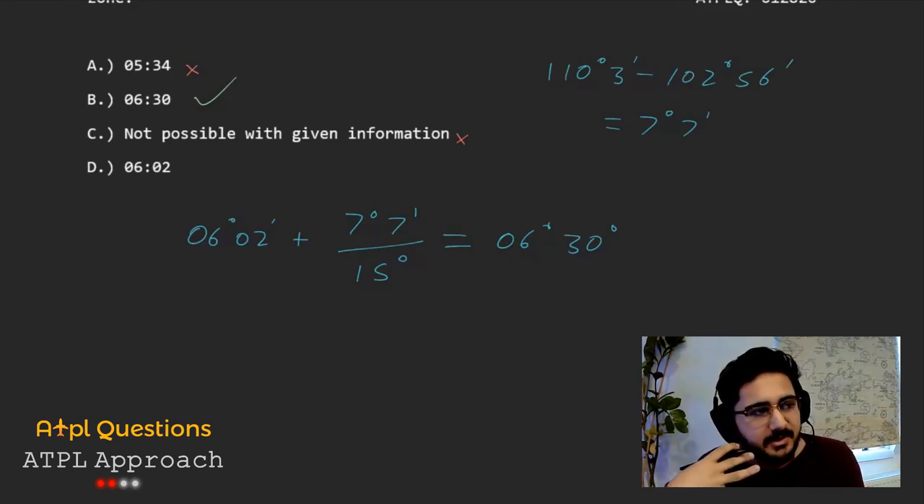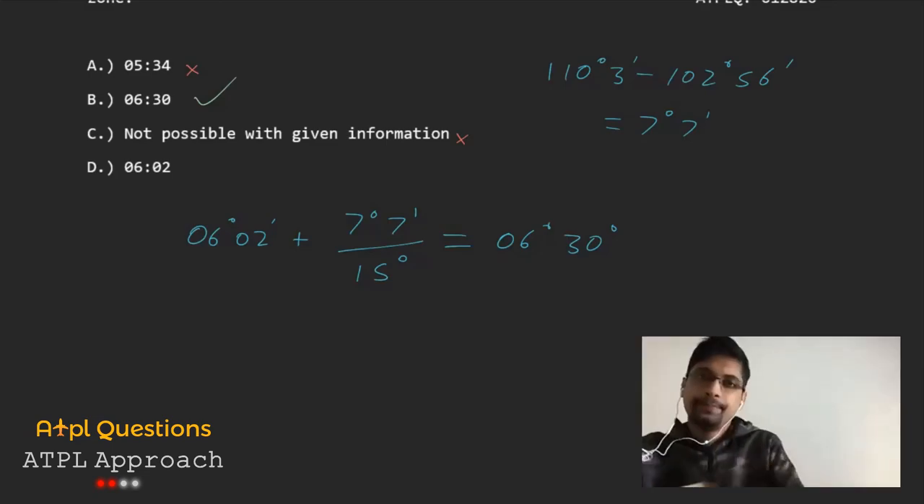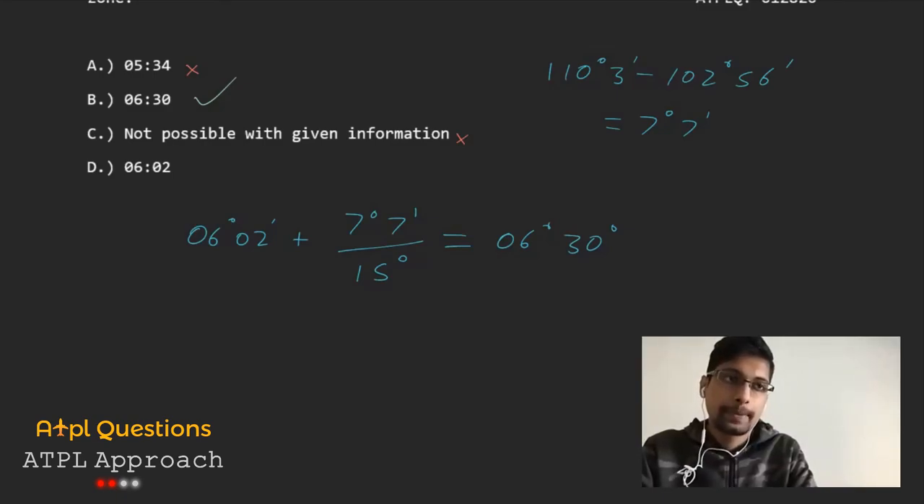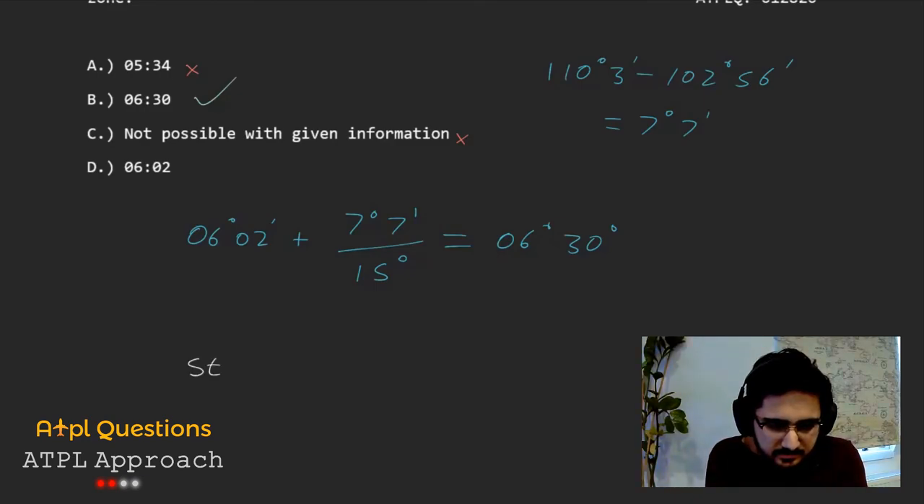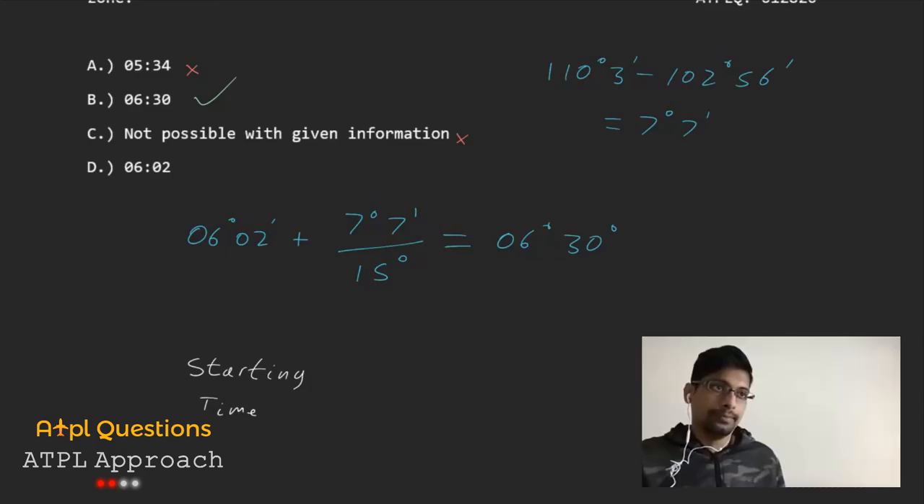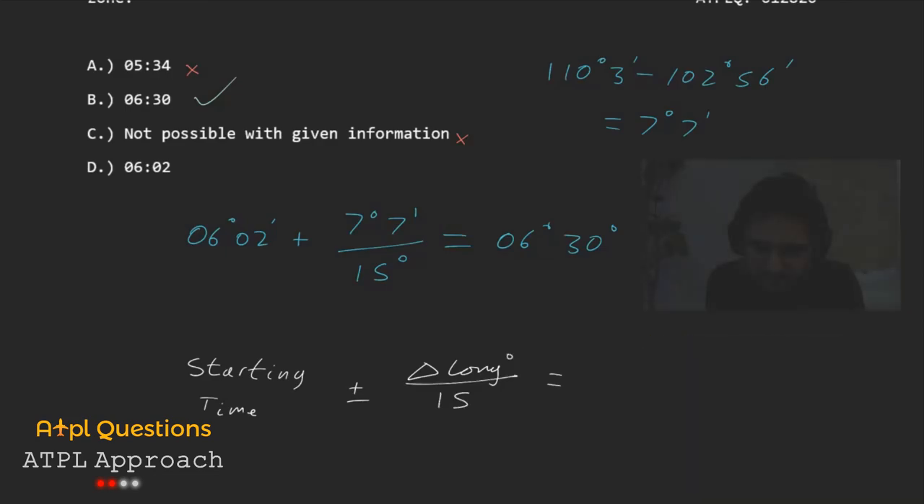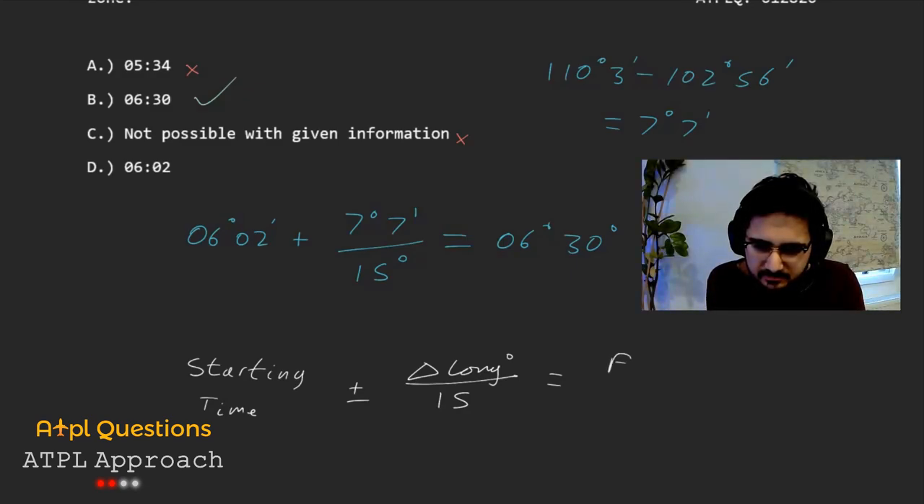so this is for when you're converting between local mean times, but it's based on your change in longitude. So how would I write this? Starting time, plus or minus, whichever way you're going. Do you know what I mean by starting time? Then it's your change in longitude in degrees over 15 equals your finishing time, or your end time. I'll probably write end time. That's the way I did it.